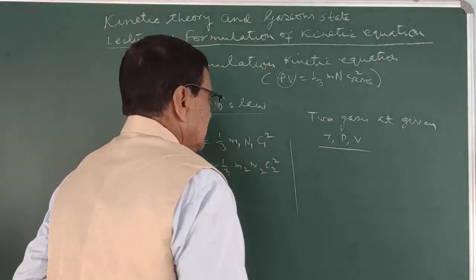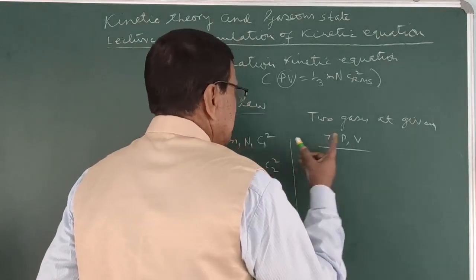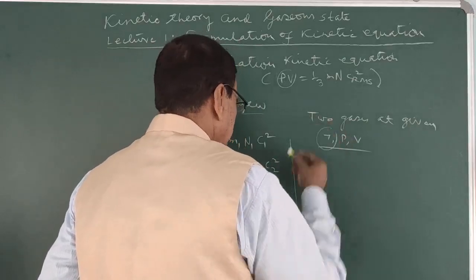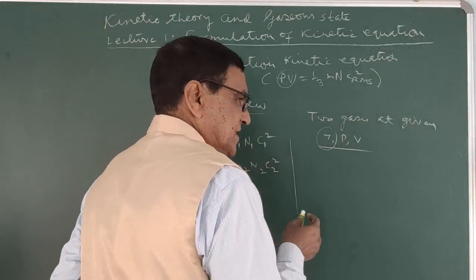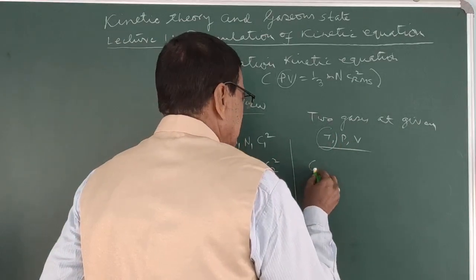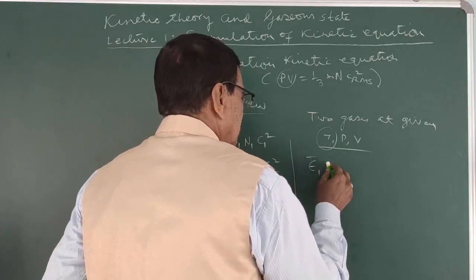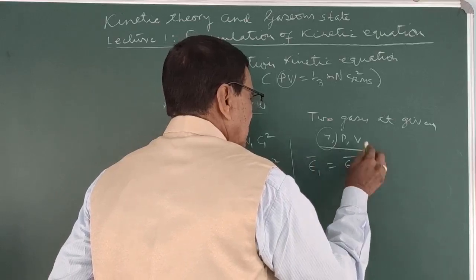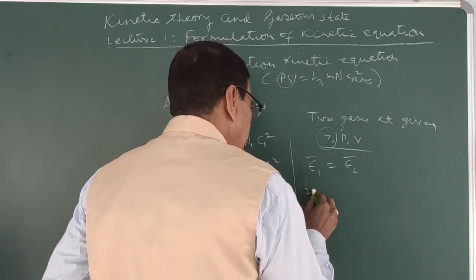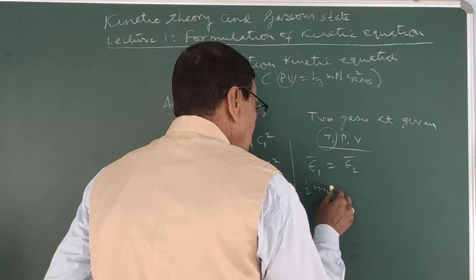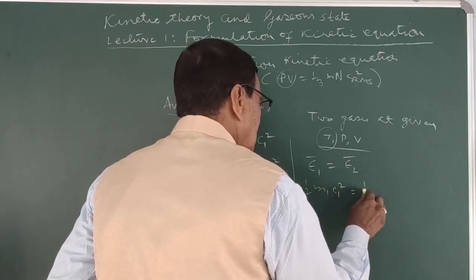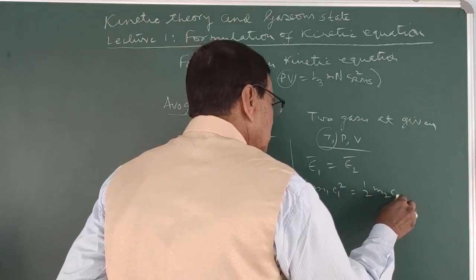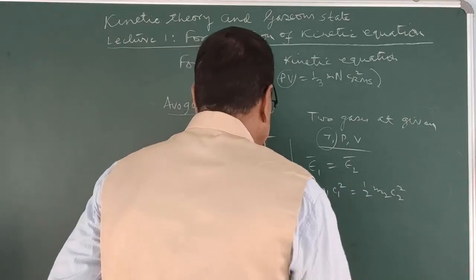Another thing is that since the temperature is the same, the kinetic energy will also be the same. So kinetic energy same means epsilon 1 bar equal to epsilon 2 bar. So half m1 C1 square equal to half m2 C2 square. This is equation number A.